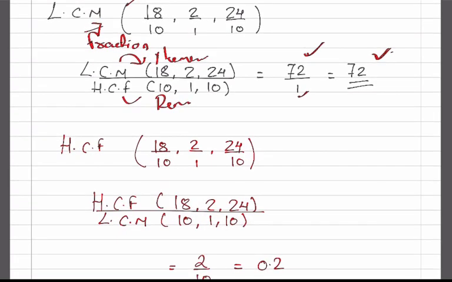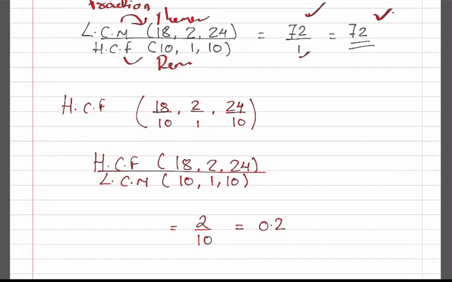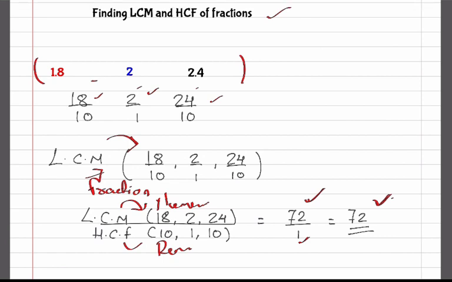If I ask you the HCF, the formula will change to the HCF of the numerators upon the LCM of the denominators. So what is the highest common factor of 18, 2 and 24? Which is 2. What is the LCM of 10, 1 and 10? The least common multiple is 10. So 2 divided by 10, the answer is 0.2.